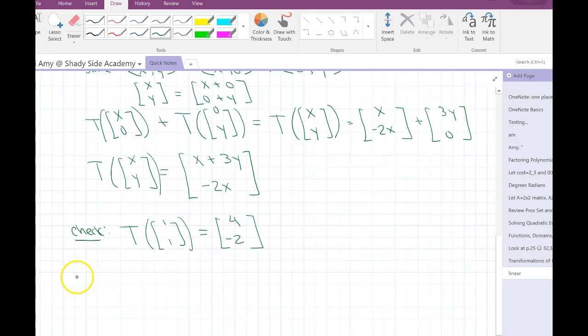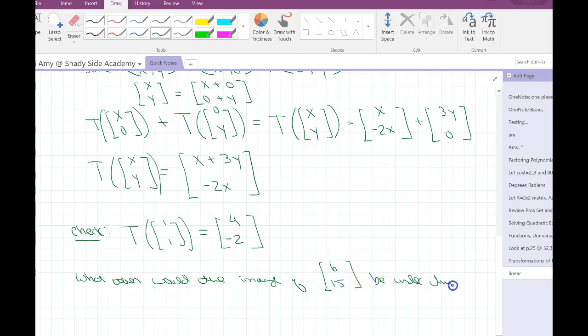I could say this. What then would the image of 6, 15 be under this transformation? Sometimes the word image is used. Could you kind of figure out why?